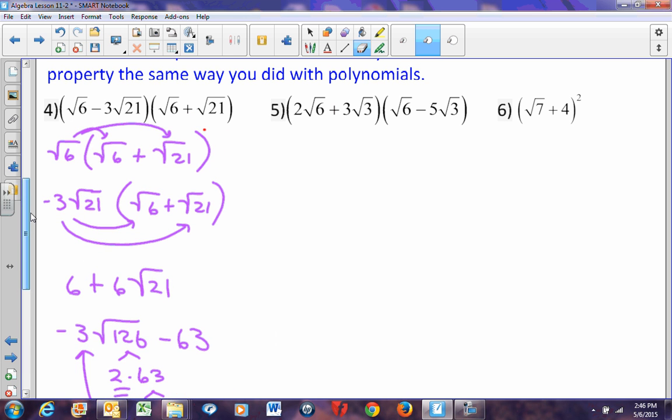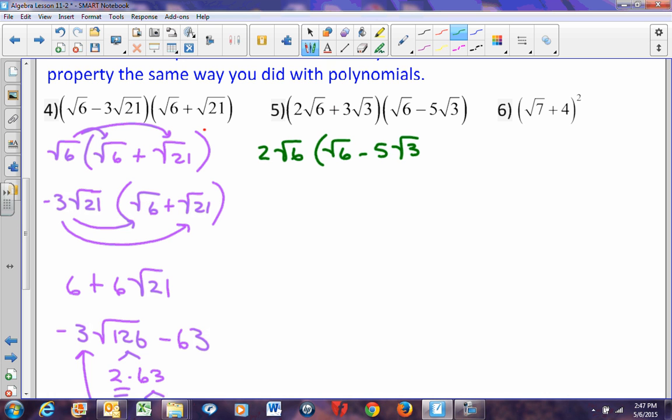Let's take a look at number 5. Okay. Again, we're going to have to FOIL. And there's a lot of places you can make silly mistakes when you're FOILing, so be really, really careful. Okay, you don't want to mess these up too badly. So 2 square roots of 6 times the square root of 6 minus 5 square roots of 3, plus 3 square roots of 3 times the square root of 6 minus 5 square roots of 3.